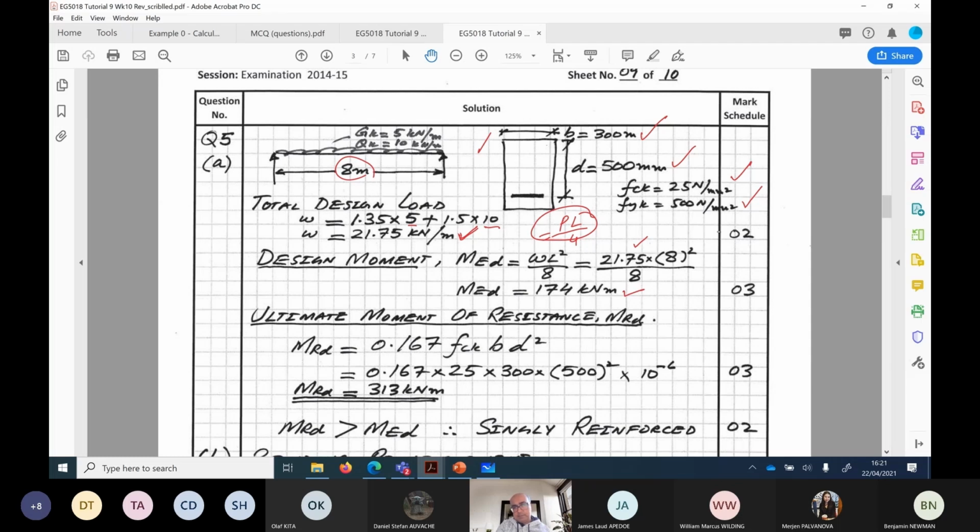Now have a look at the marking scheme as well. So if you work out design load, you get 2 marks. It's not going to be the same, but similar. And then if you work out design moment, see the steps, you're getting 3 marks.